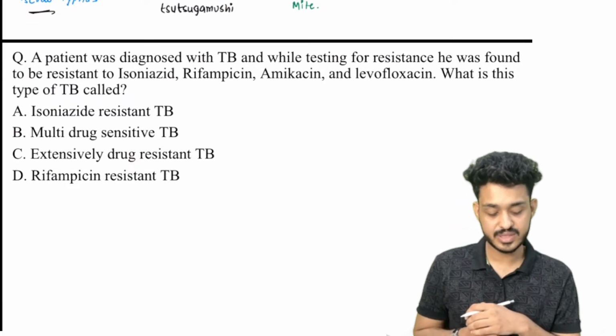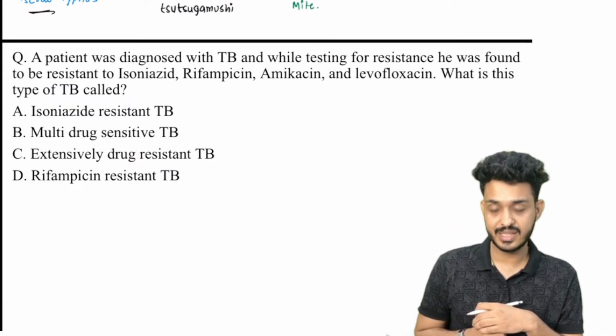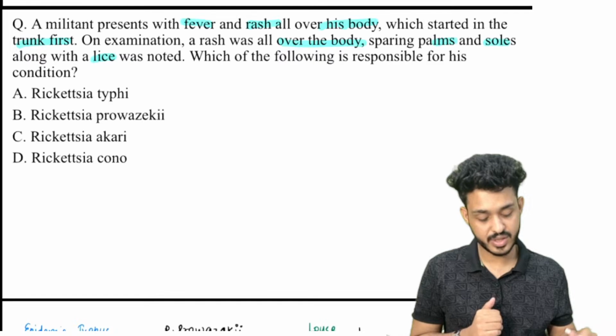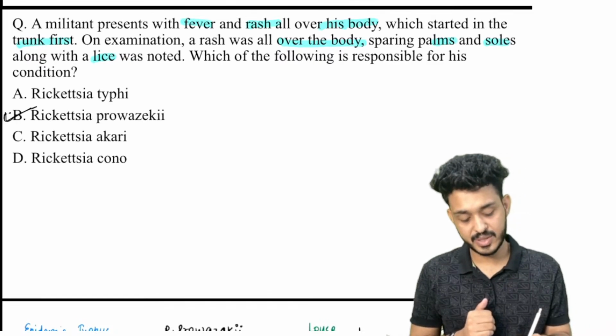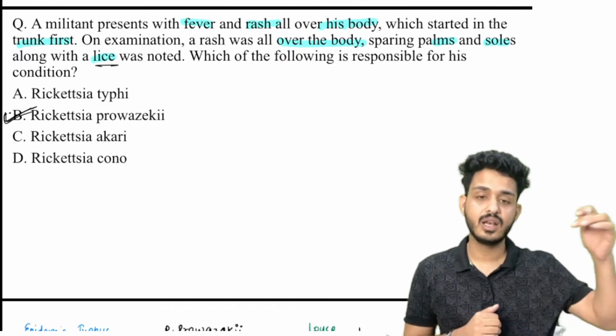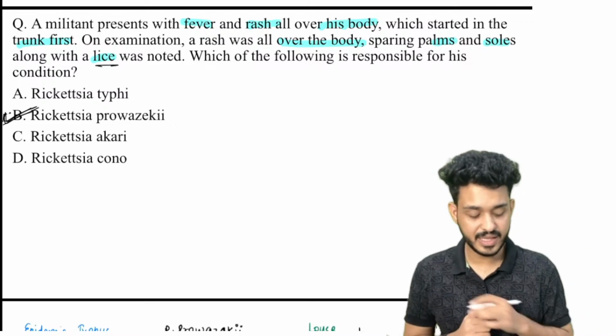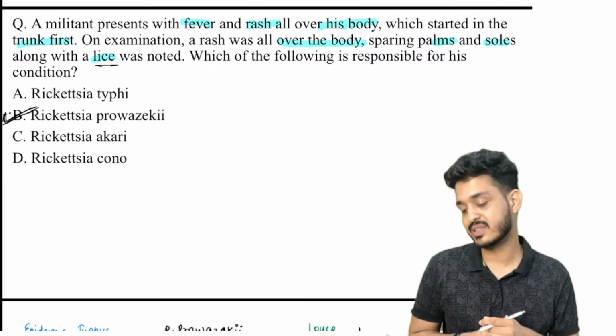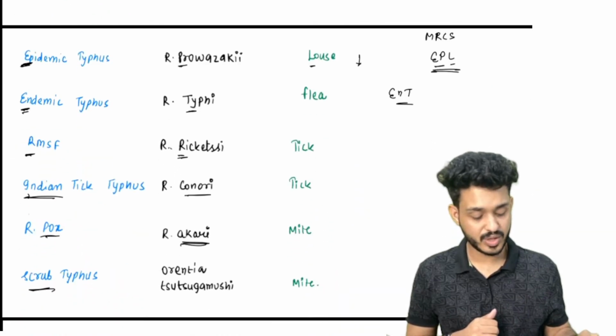Next one that we need to see, a patient was diagnosed with TB. I think you will be able to do this type of question. So that is louse, flea, tick, tick, mite, mite. So louse will be Rickettsial Kawasaki. Just one more time, please try to see it.